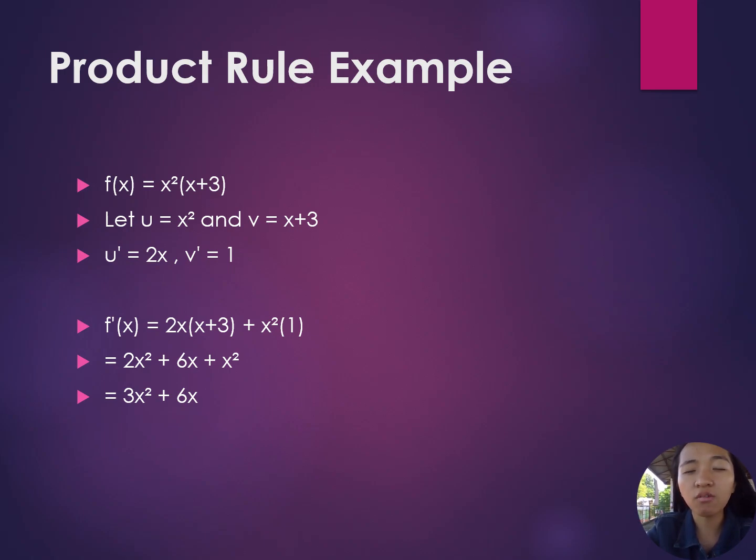So next, we simplify it. This becomes 2x squared plus 6x plus x squared. Finally, we combine like terms. Combining like terms gives us 3x squared plus 6x. So the derivative is 3x squared plus 6x.